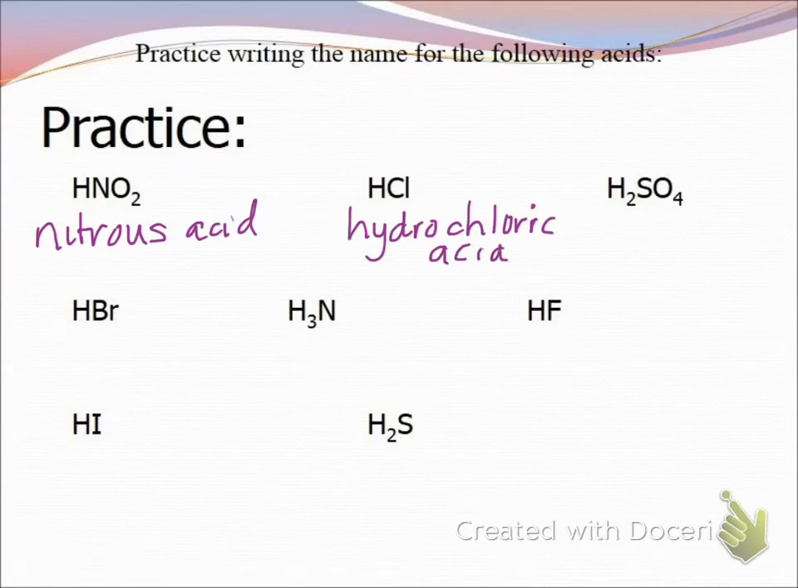How about H2SO4? SO4 is what polyatomic? Sulfate. And ate goes to? Nope, ate goes to ic. So this would be sulfuric acid.